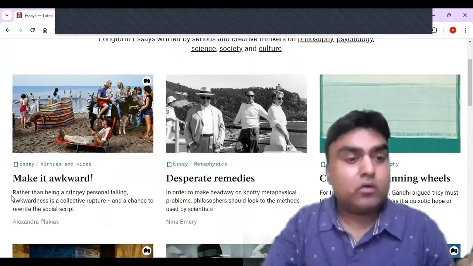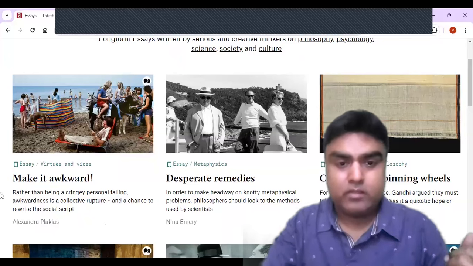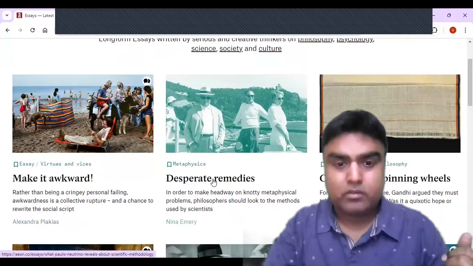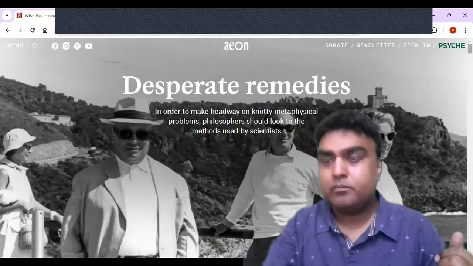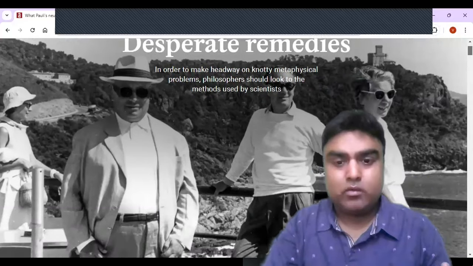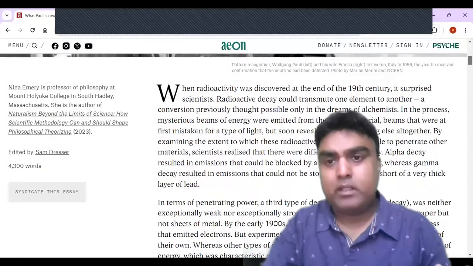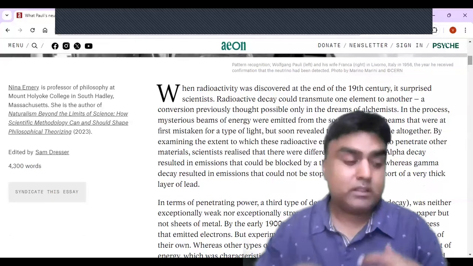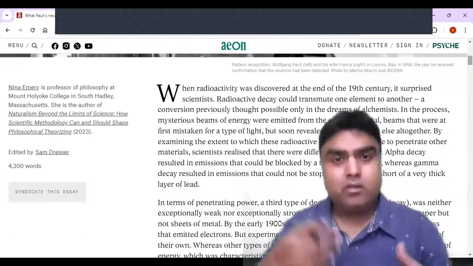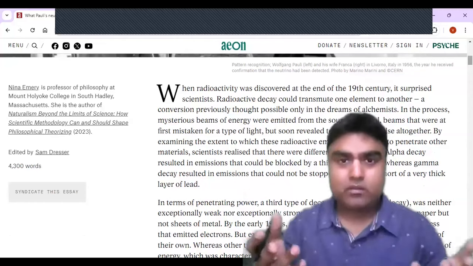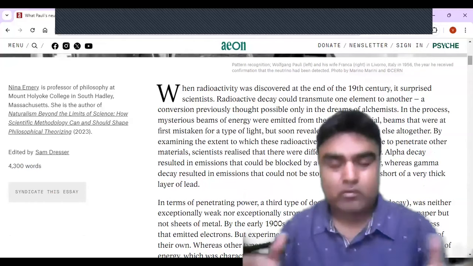Now, the first passage we are talking about is virtues, and virtues, let's leave it. We'll talk about the metaphysics, desperate remedies. Now, this is one of the passages we are going to talk about today. What is the main agenda of ours is, हम देखना चाहते हैं कि whatever I have said, is it applicable or not? Let's say this is a passage which comes in any IQ test, whatever the IQ test you are given.